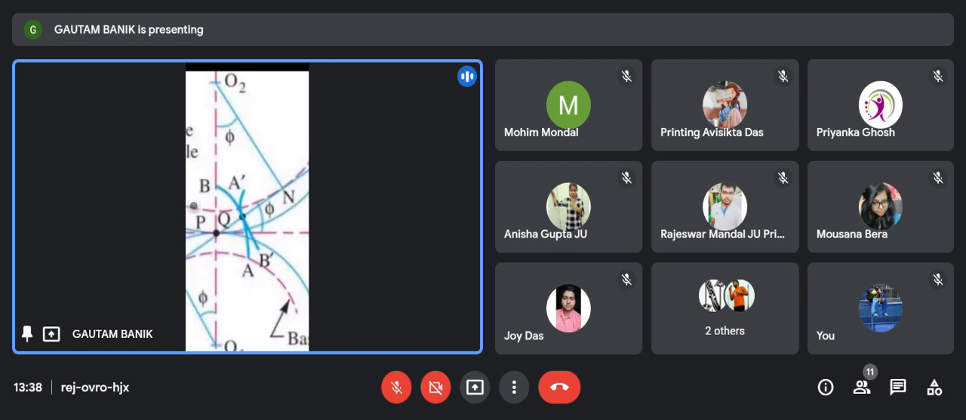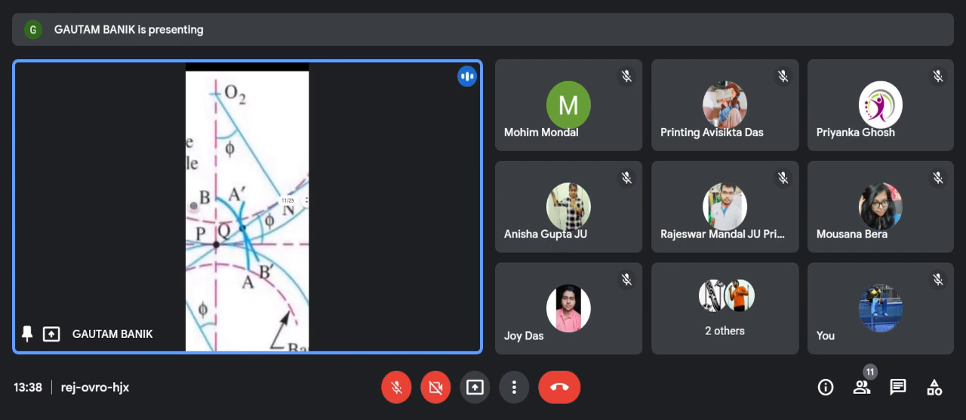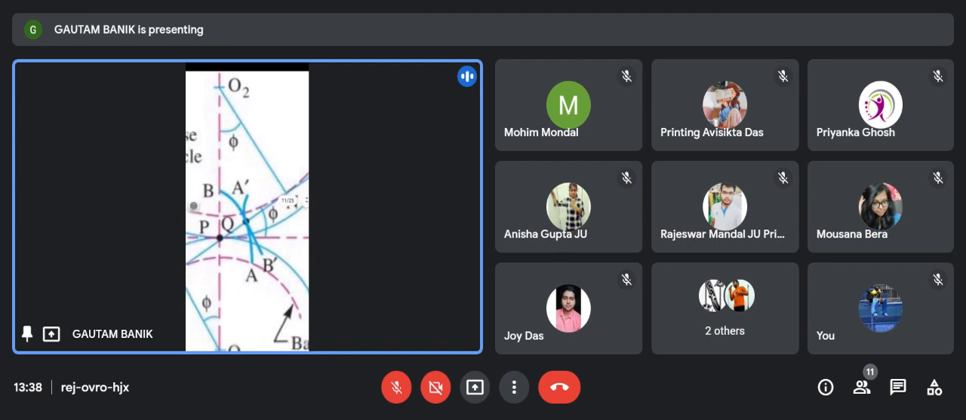The common normal passes through the pitch point and to the base circle. Actually, this is the right angle. So we will compare at the center the vertical line and the point. The common tangent to the base circle, this is the pressure angle.